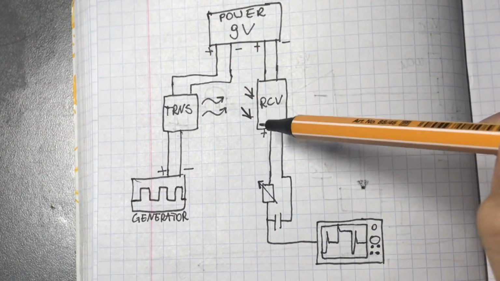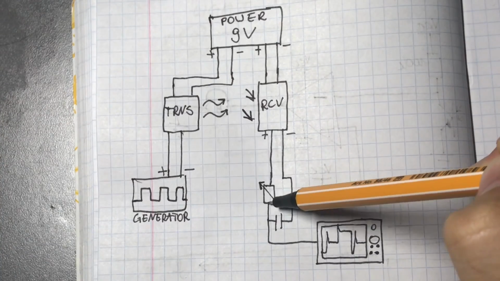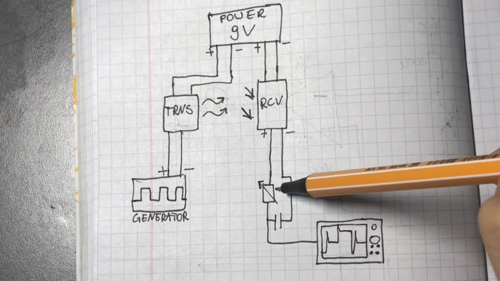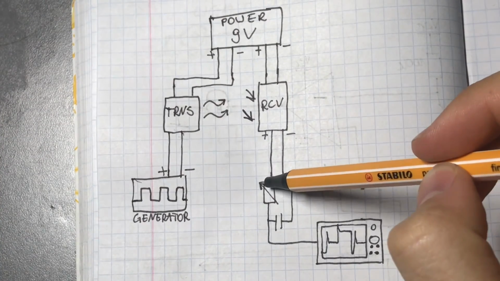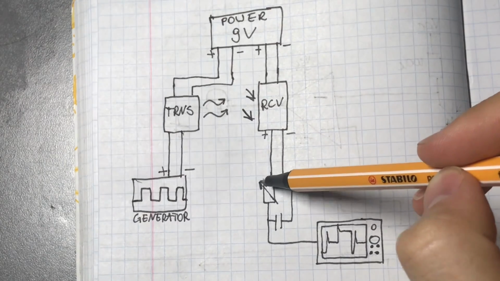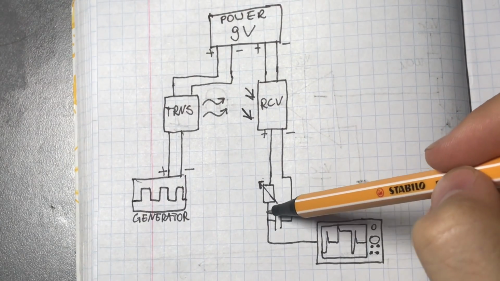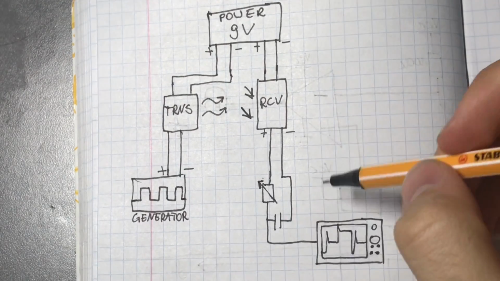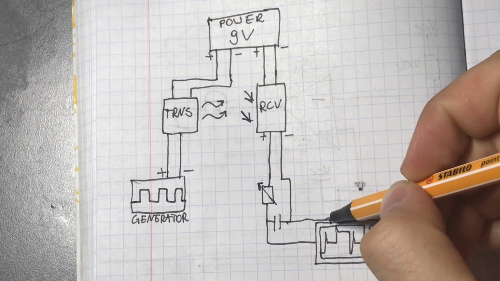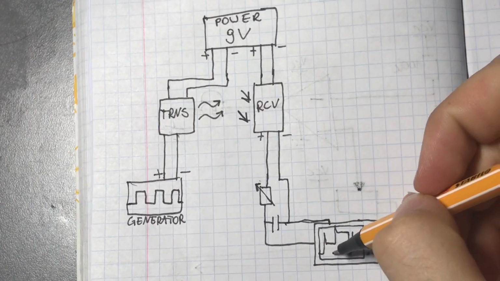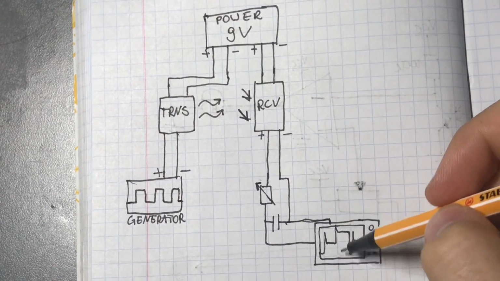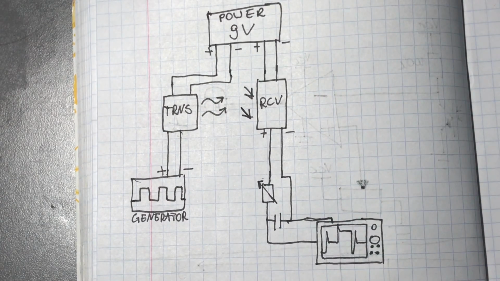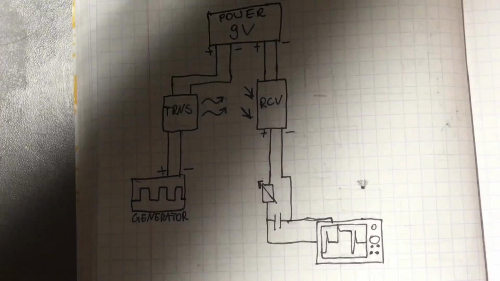Then the receiver outputs the pre-amplified signal. Then it goes through a little RC low pass filter with a rheostat variable resistor in here. Then it goes here. Here we have the capacitor from the filter, and then the whole signal is connected to the scope. And this is mainly how our waveform looks. So let's examine it a bit more.